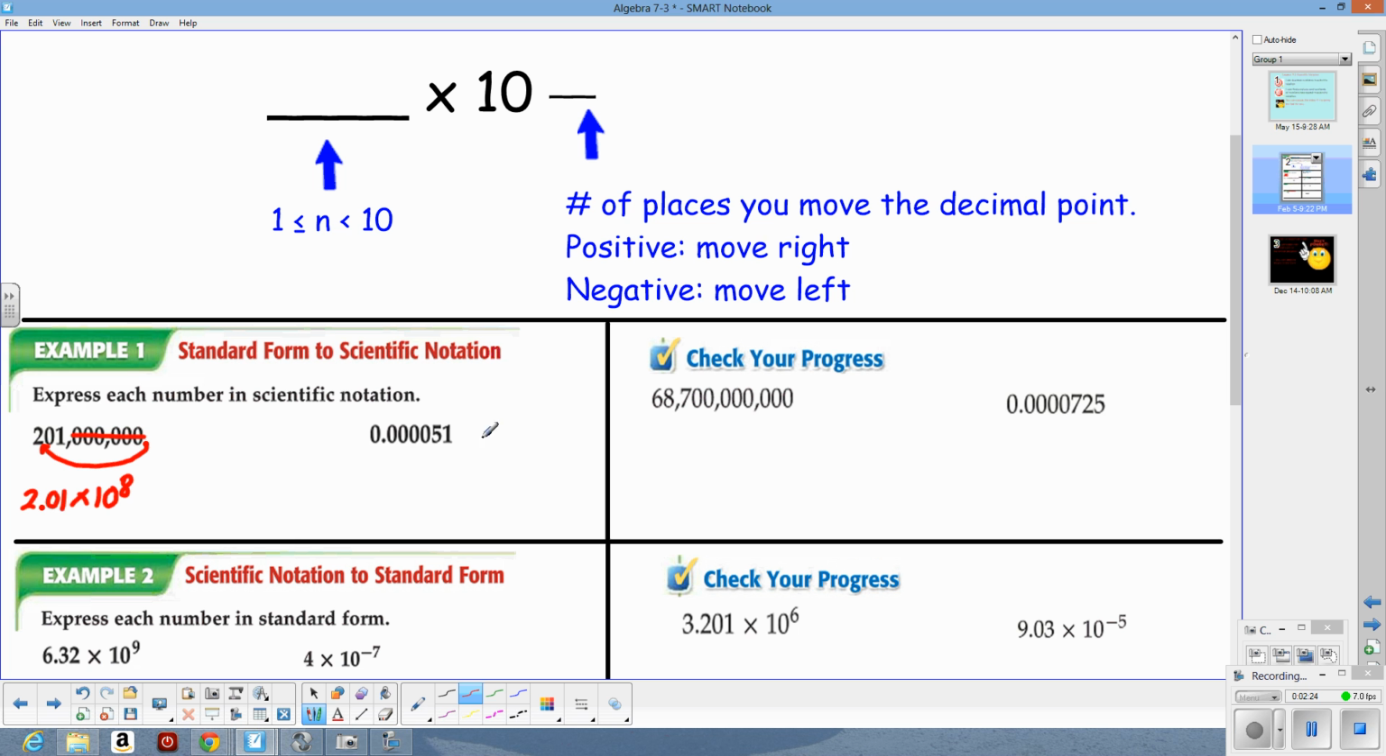Now when we move to this one, this is a little number. We're going to take the decimal point and move it between the 5 and the 1. And we don't need to write all these zeros down. We're just going to write 5.1 times 10 to the 1, 2, 3, 4, 5. It's going to be negative 5th power because I moved it 5 places, and this is a really itty bitty number, so it's going to be to the negative 5th power.